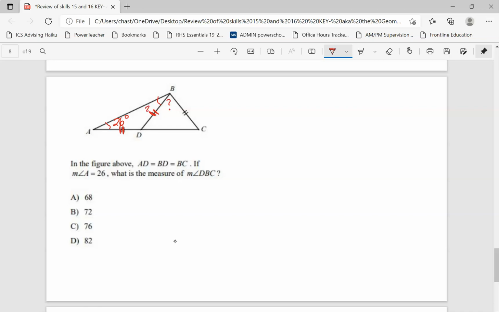Well, I know this is 26 based on the fact that these two sides of the same triangle are congruent, so their angles have to be congruent. 26 and 26 makes 52. And so I take that from 180. We get 128. So this angle is 128.